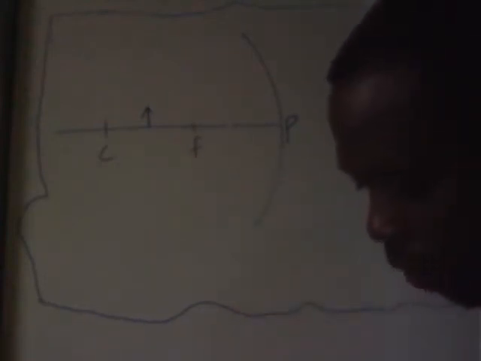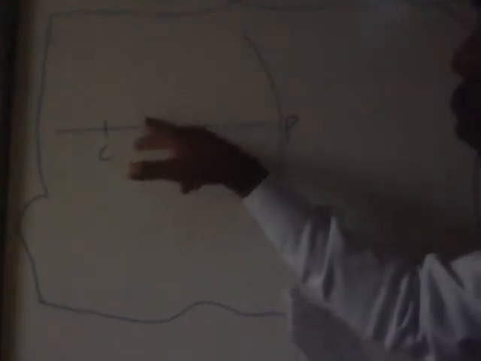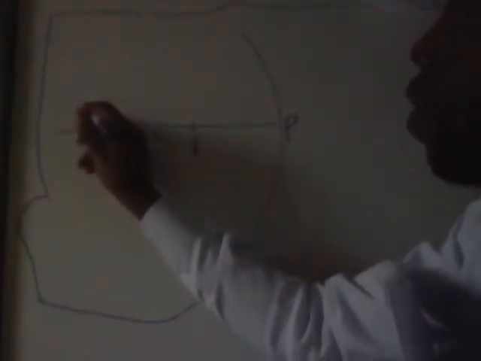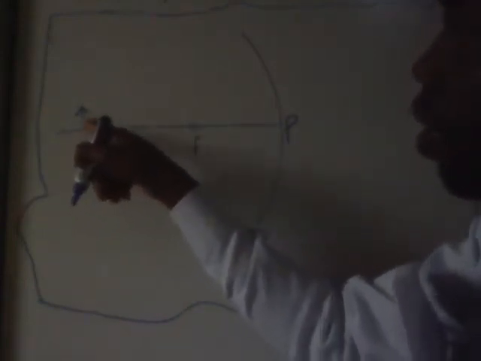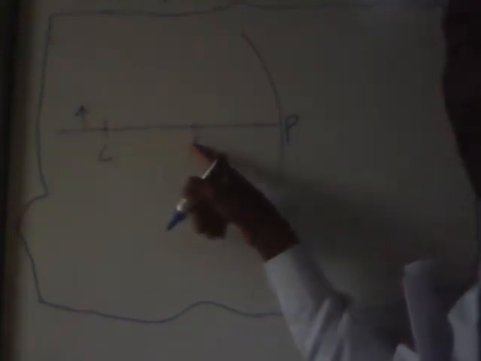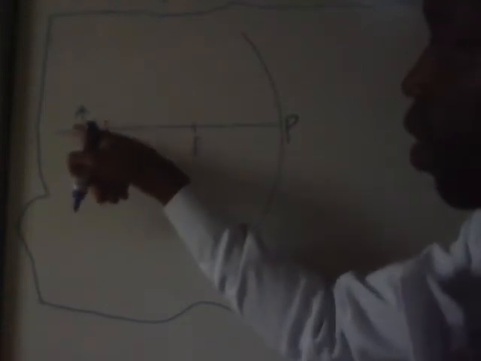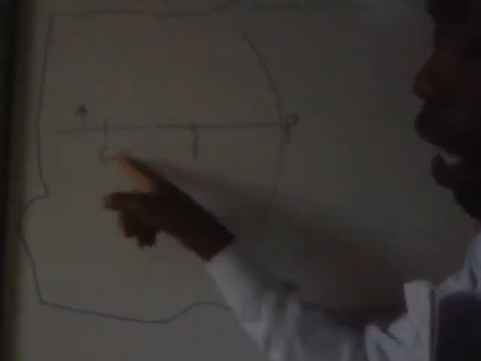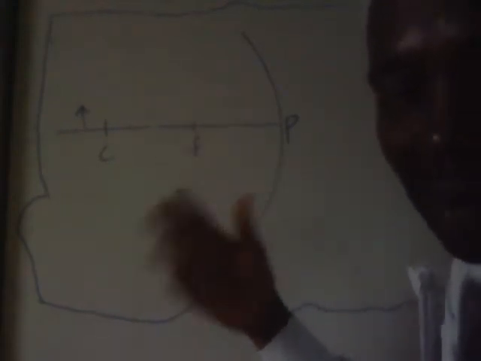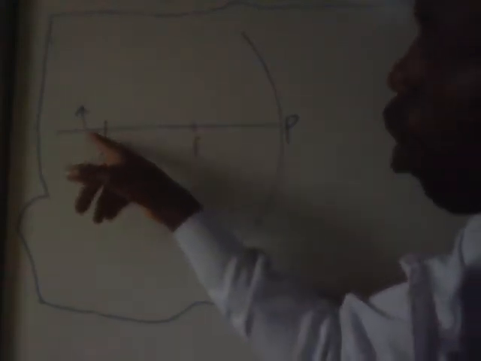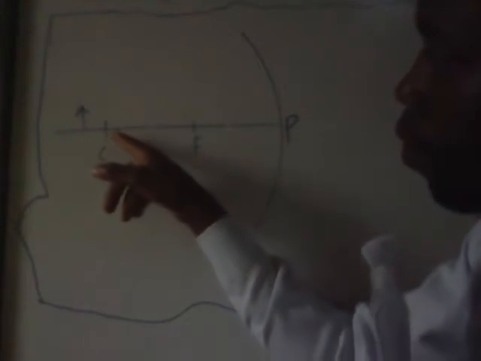So the object is between C and F. Where is the image formed and what is the nature? Let me also state the position. If the object is beyond C, the image will form between C and F. Apart from the characteristics of the image, I'm talking about the position now.